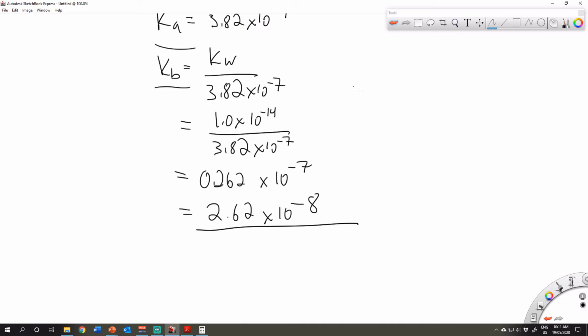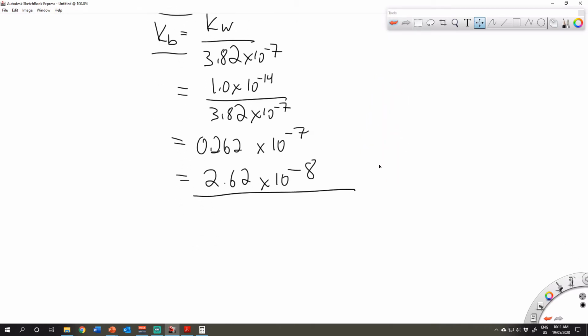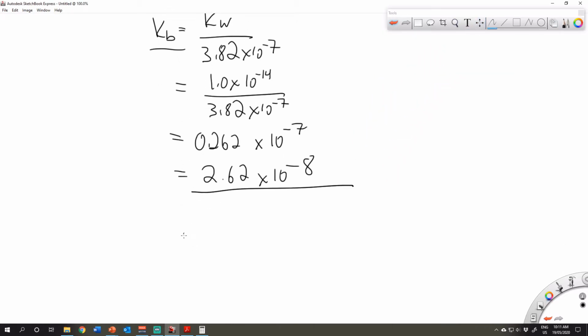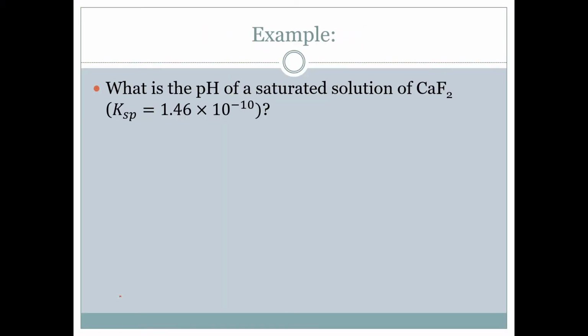So be mindful that in some of the questions you do, if it seems you might have to take a roundabout way to calculating Kb or the concentration of hydroxide, and all the information given to you is acid information, you might just work with it as an acid and then convert to the base information later. All right, I think one more example asks us, what is the pH of a saturated solution of calcium fluoride?